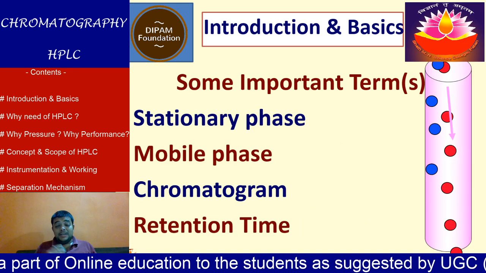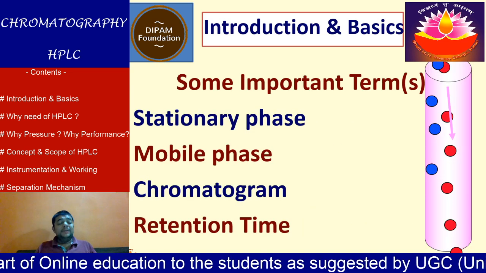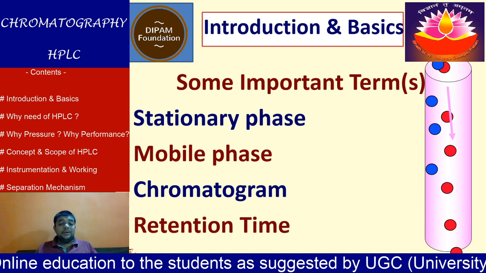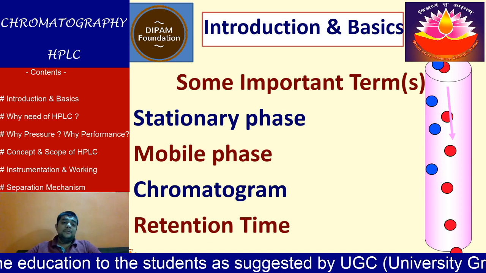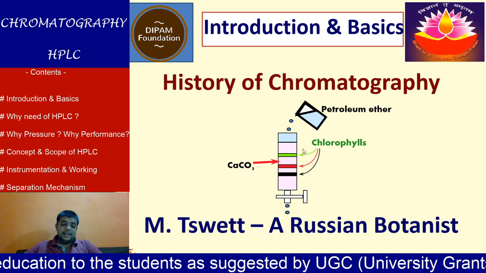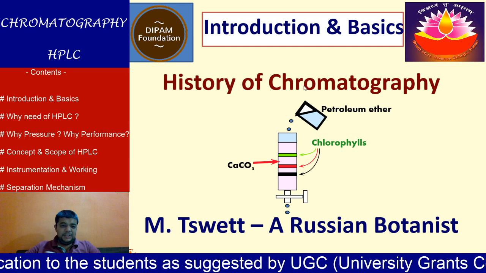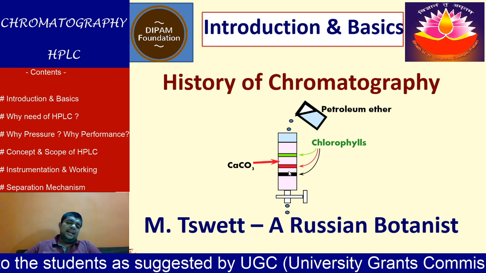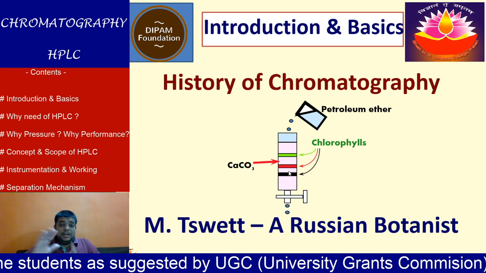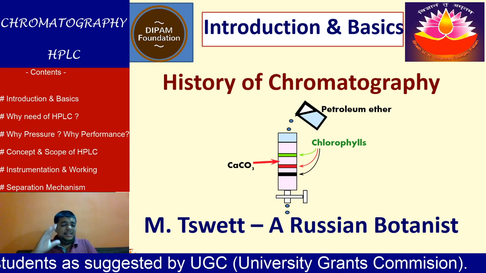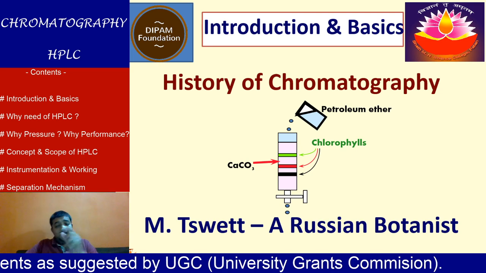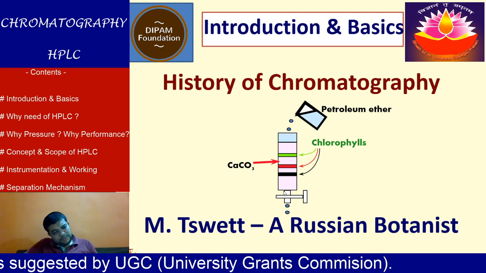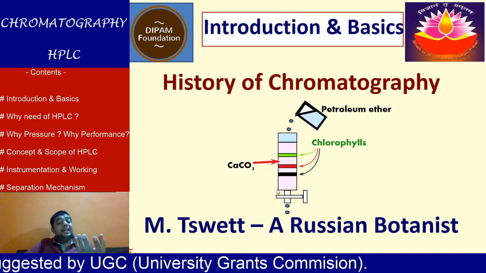There are some important terms associated with chromatography. They include stationary phase, mobile phase, chromatogram, and retention time. If you see very carefully in this picture, this calcium carbonate is a solid material filled inside, and hence we would coin it as the stationary phase, a phase or a part in the experiment which is immobile. At the same time, the petroleum ether containing the extract will move from the top to the bottom, and hence it is the mobile phase.